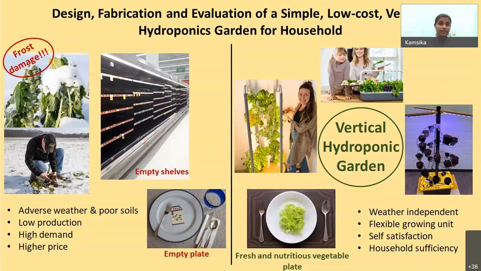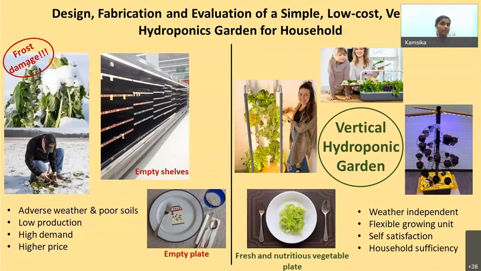How many of you know that 90% of the vegetables that we eat today are imported from other countries and other provinces of Canada? Ferry carries our vegetables, and when there is an adverse condition, ferry stops operations. So we end up with empty shelves in the groceries, like in the pictures. This picture was taken by my friend one day after the snowstorm in December 2019. This will cause high demand for vegetables and high prices of vegetables. This will lead to an empty plate on our dining table.